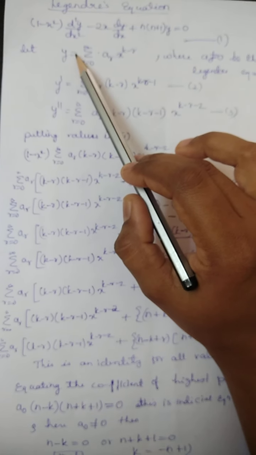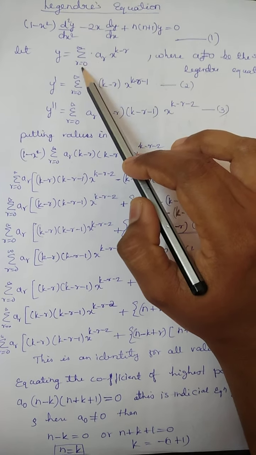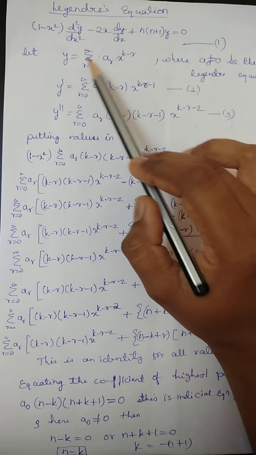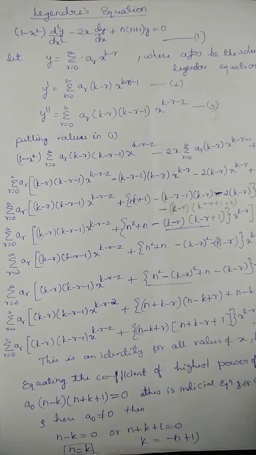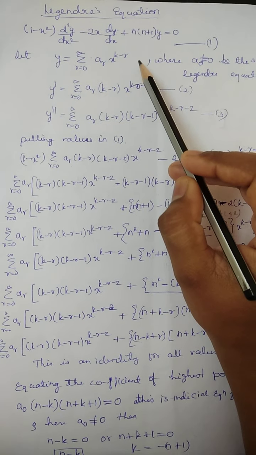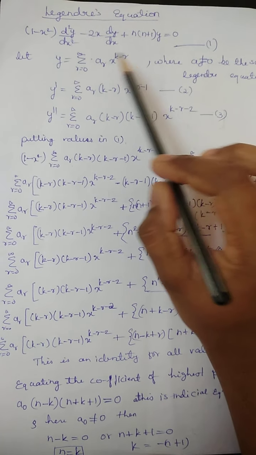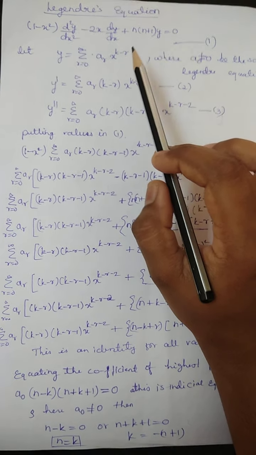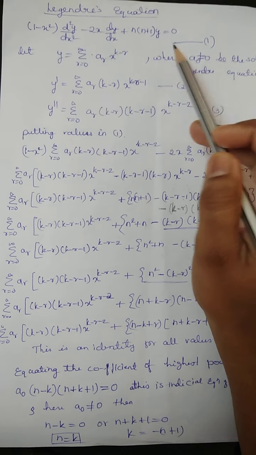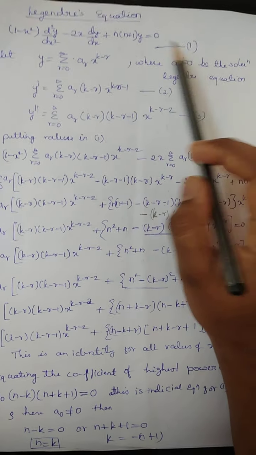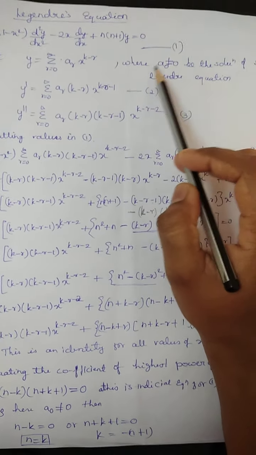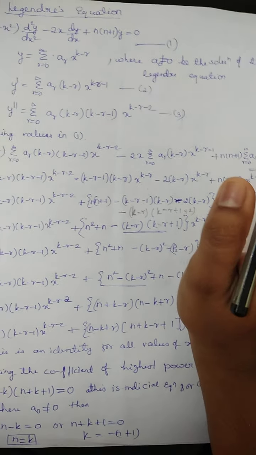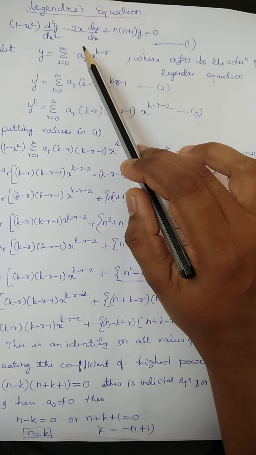let us take y equal to the summation from r = 0 to infinity of a_r x raised to (k minus r). When you expand this series, we get a0 x^k plus a1 x^(k-1) plus a2 x^(k-2), and so on. This way we get the expansion of this series, where a0 is not equal to 0, as the solution of the Legendre equation.